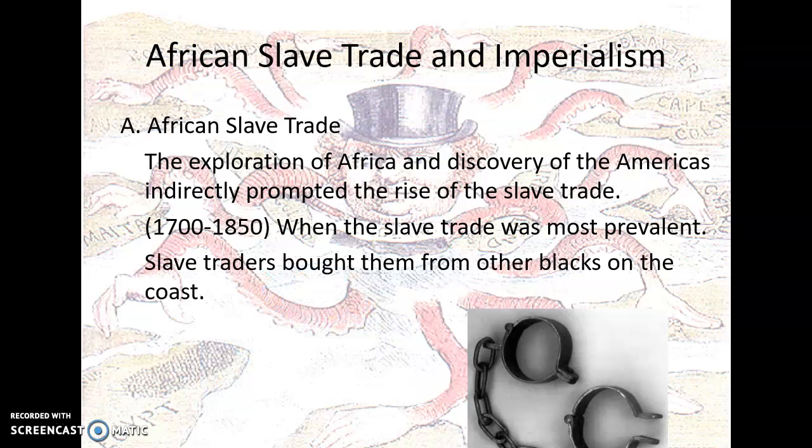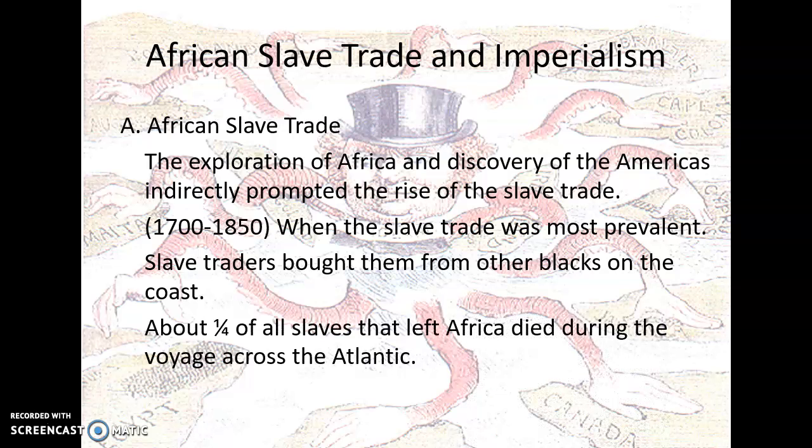Recognize that slave traders often bought them from other blacks on the coast. Slave traders rarely captured their own slaves. Africans enslaving Africans had been a common practice for centuries. Victorious chiefs would enslave a defeated village. With the arrival of the Europeans, Africans now had a new market to sell their captured prisoners to.